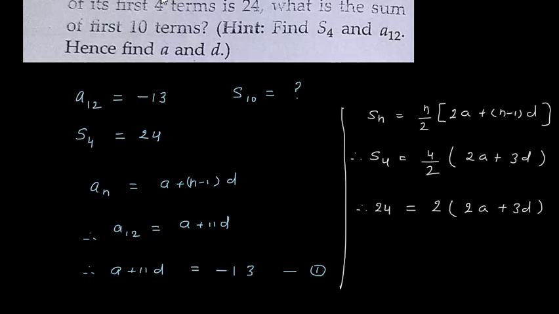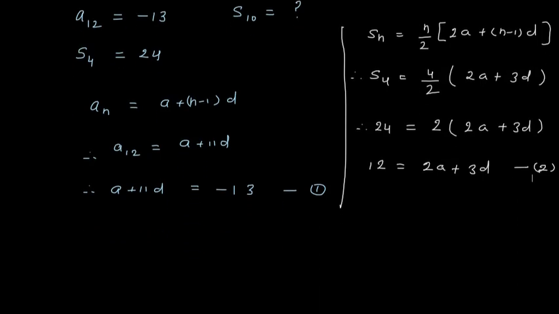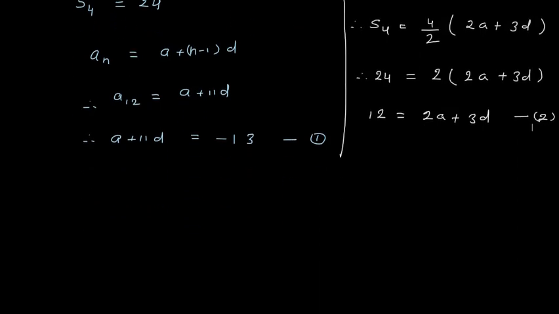So 2 will come here, it is 12. 12 is equal to 2a plus 3d. So 12 is equal to 2a plus 3d. This is my equation number 2, the second equation. So I have two equations: a plus 11d is minus 13 and 2a plus 3d is 12.